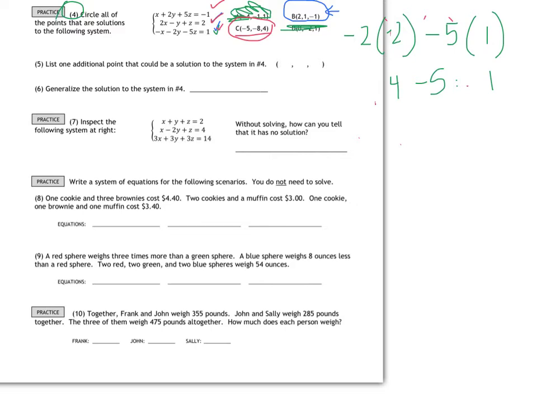So we do have 2 answers. Now, trying to figure out just kind of randomly another solution is pretty tough. But what we're going to do instead is to look at generalizing the solution.